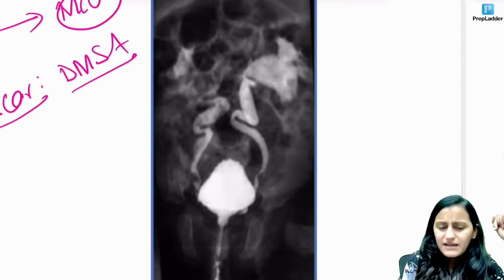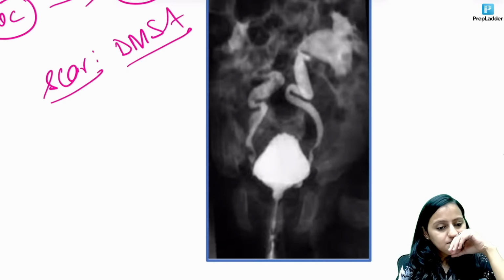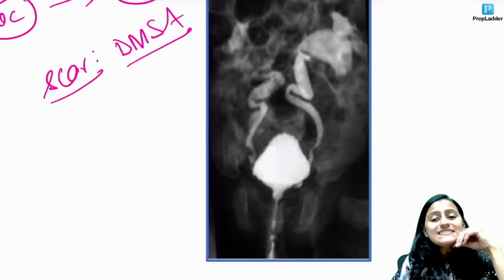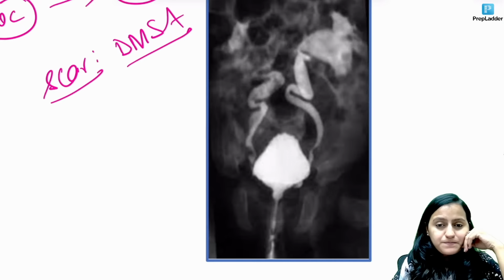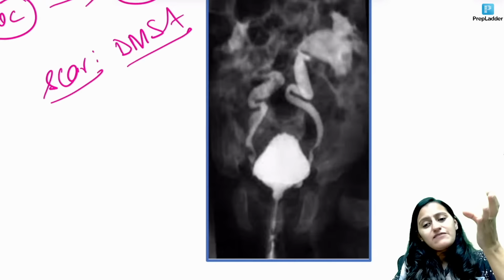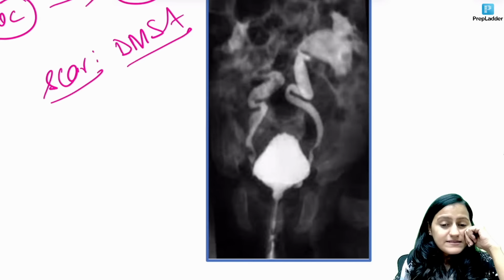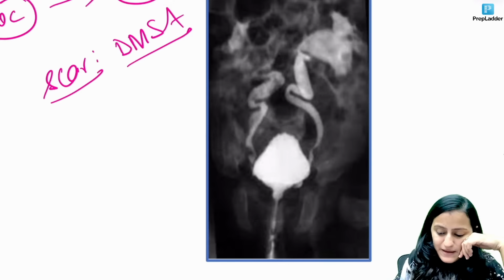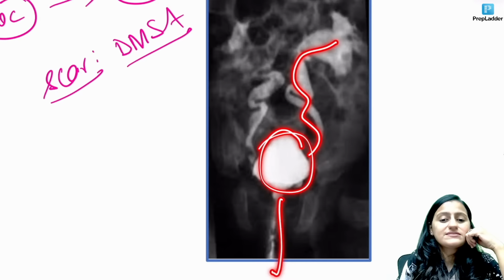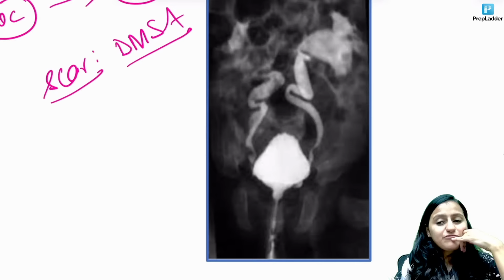Now look at this image. Is this image an IVP image? Is this IVP, MCU or RGU? If you say this is not an IVP, tell me the reason why this is not IVP. This is not just an X-ray. You are seeing this white is the contrast. This is contrast. This is contrast. Why is this not IVP? Tell me the reason for that.